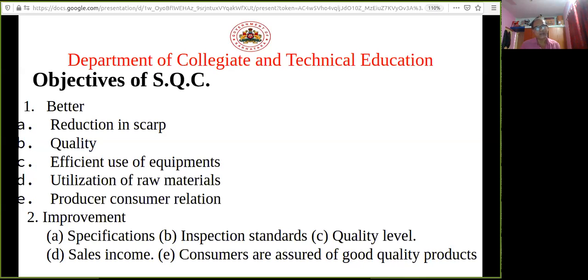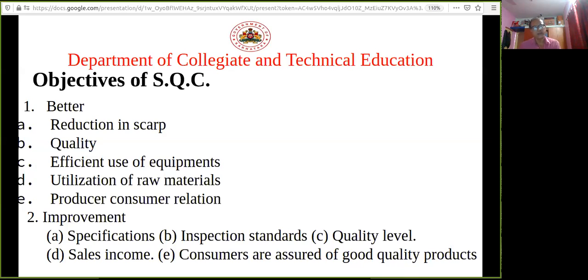Once we get the quality products, there is no question of scrap. So that's why there is a reduction in the scrap. Better reduction in the scrap is one of the objectives of statistical quality control. The second point, as I told you, is quality. When the process is totally under control, naturally you are going to get quality products. There is no question of defective products in statistical quality control.